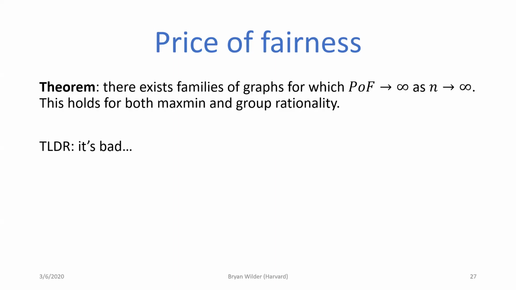And unfortunately, you can show that this is pretty terrible in the worst case, that there are families of graphs where the price of fairness is unbounded as the size of the graph increases, and that this happens for either way of instantiating fairness. So this is kind of unfortunate. It tells us that in the worst case, there might actually be a really strong trade-off between fairness and social welfare. But of course, this is for fairly strange worst case graphs, and we'd like to know how bad are things for actual graphs, right? The sorts of social structures that we see in practice.